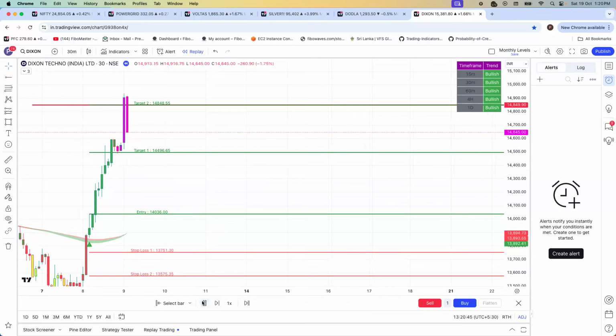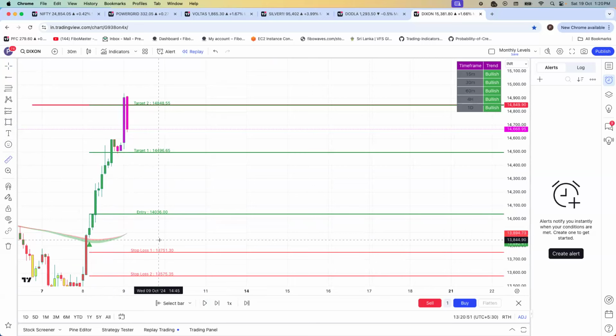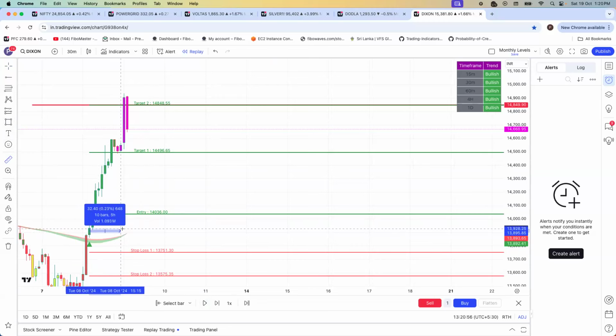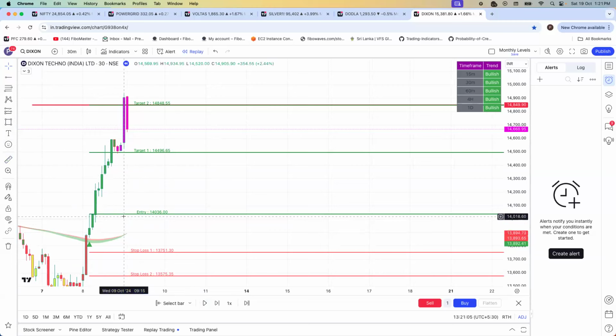How many minutes? Pink color, you're holding it. How much time did it take? People ask for swing trade, right? How much time did it take? Eleven bars means how much? 5 hours. You got the target in a day. Not less. People are looking out for how many hours? Swing trading. How many hours? 6 months. We are giving it in just one day.